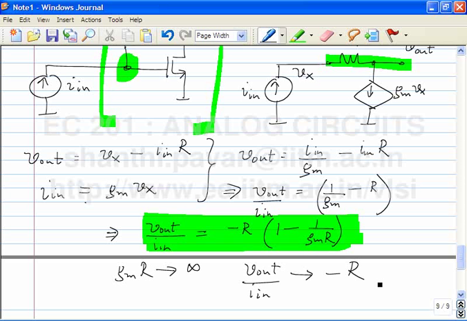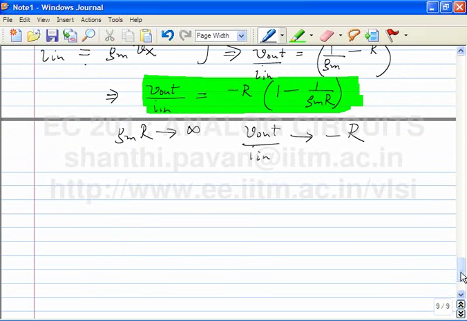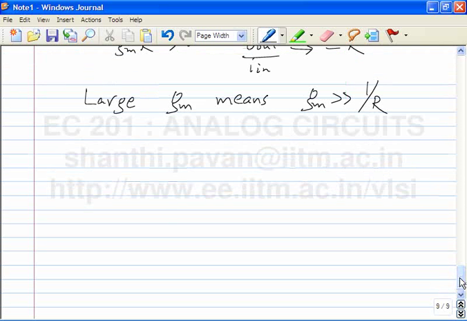We know that in practice you cannot get Gm to be infinity, you can only make it sufficiently large. And what is sufficiently large in this context? Large Gm means Gm much, much greater than 1 by R. Does that make sense? So the next job is to bias up the transistor.